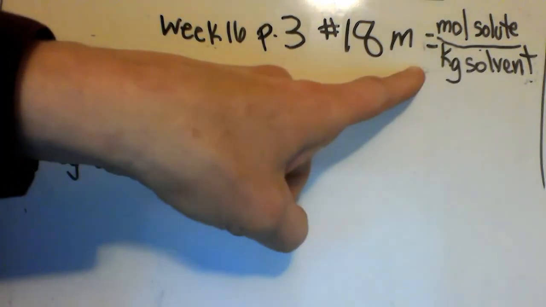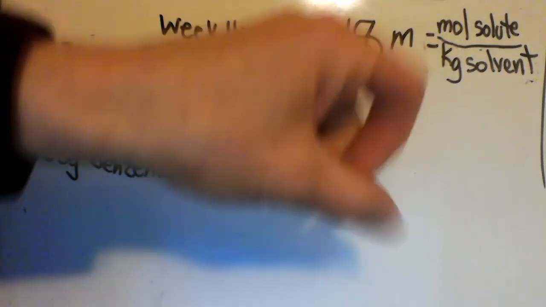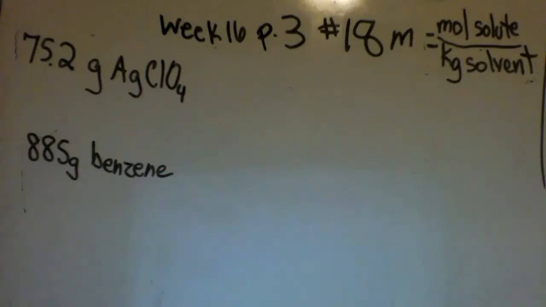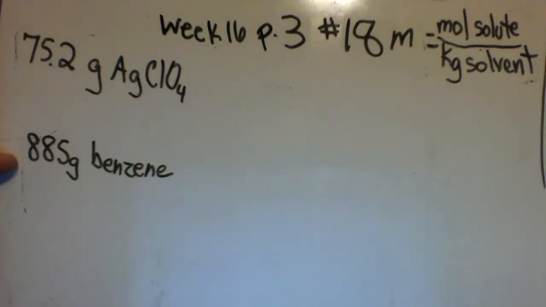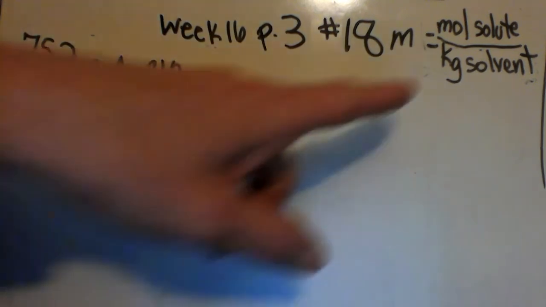So our molality fraction is going to have moles of solute on the top and kilograms of solvent on the bottom. Kilograms is mass. We're given two components, 75.2 grams of silver perchlorate and 885 grams of benzene. We're not given a molecular structure of benzene, but that's not important because we have grams, and grams can easily be converted to kilograms.